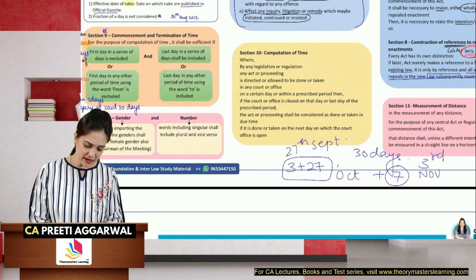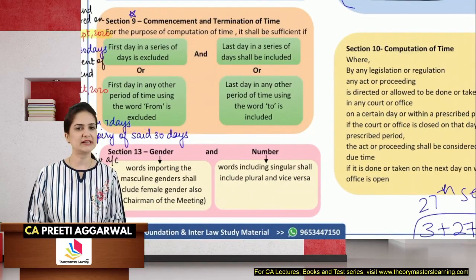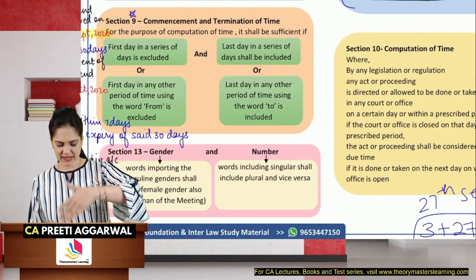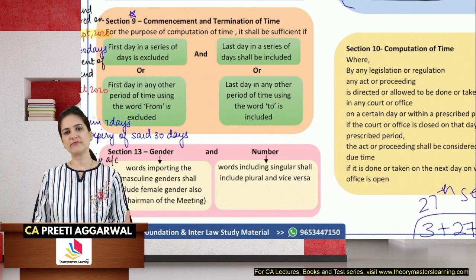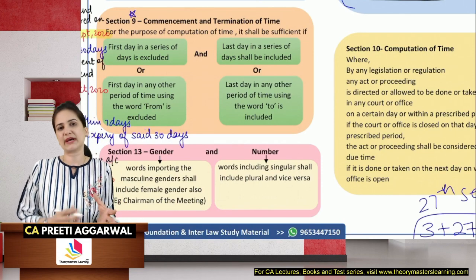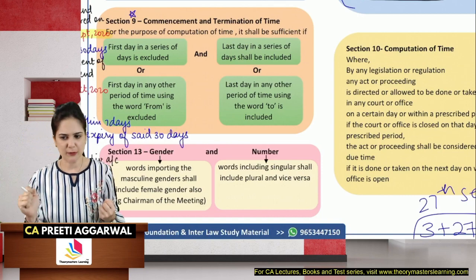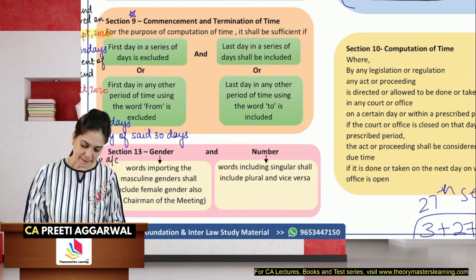So the first day of the series is excluded. The last day is included. If it is from a particular day, then that from day is excluded and the to day is included. That is what is mentioned over here.